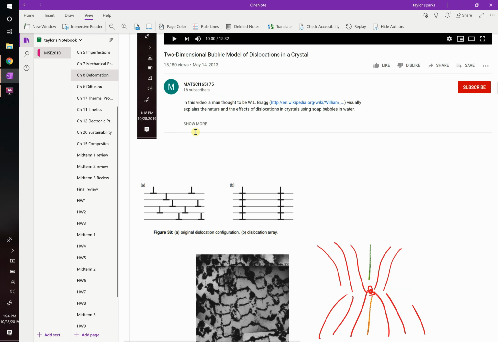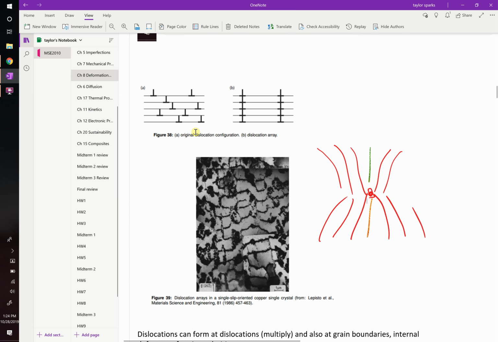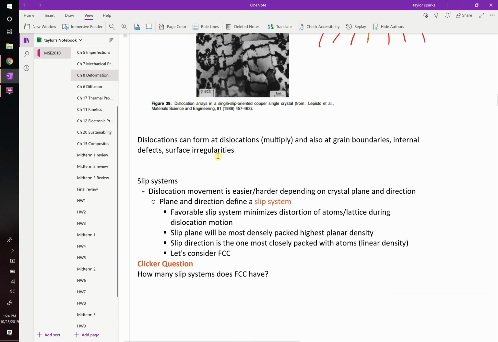Okay, so slip. I hope I've convinced you that dislocations are important, that they interact with one another, that they can move through the lattice. So now we need to quantify how well they can move through the lattice. Is it really easy? Is it just okay easy? Is it hard? It depends on what we call the slip systems available, and not all materials are the same.